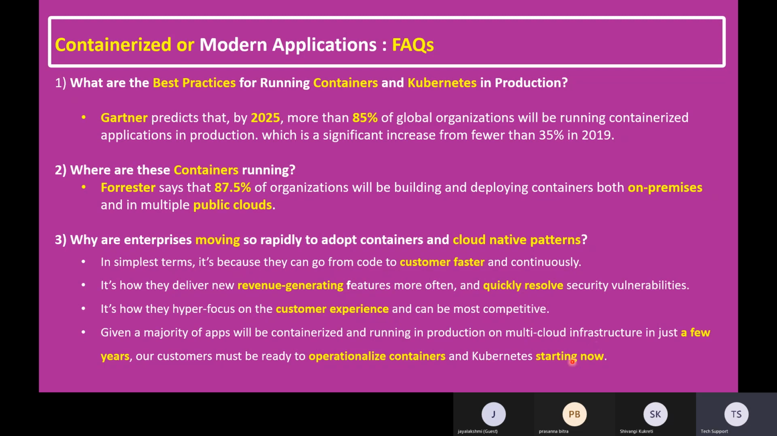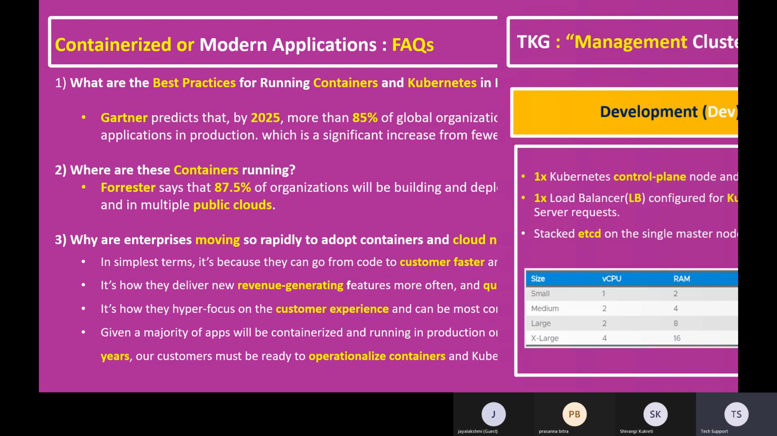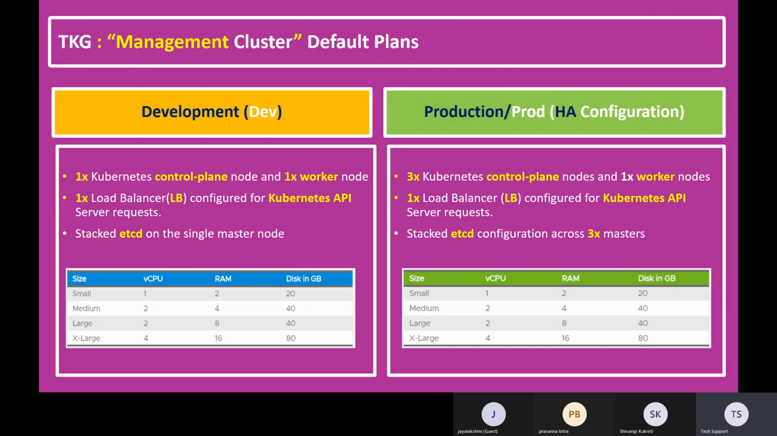So it's already a continuation. Okay. Now, before going to the lab, I'm just giving a high-level overview of the configuration needed for TKG management cluster default plans. If you want to deploy a TKG cluster in a development and production scenario, normally for the development scenario, the configuration involves one Kubernetes control plane node and one worker node.